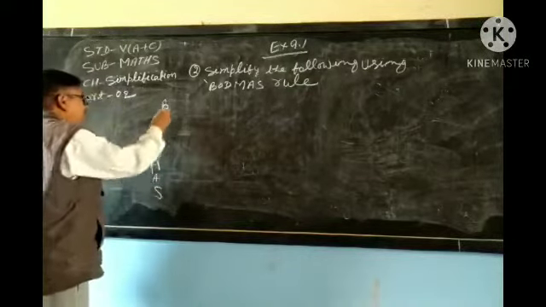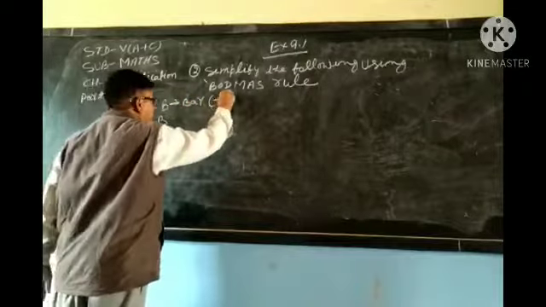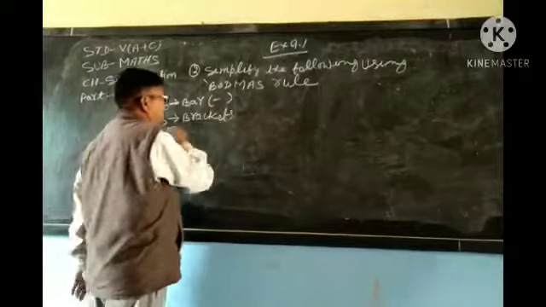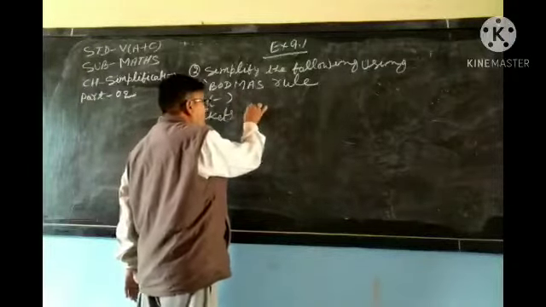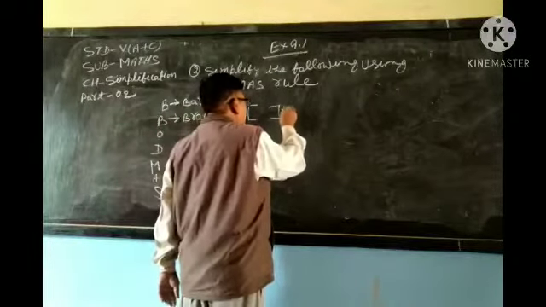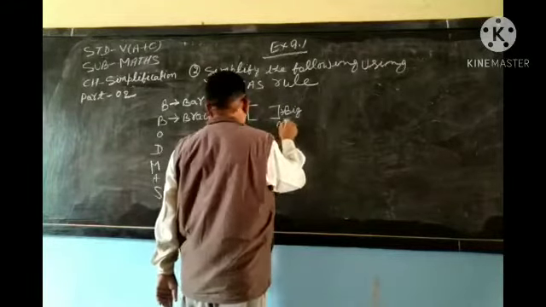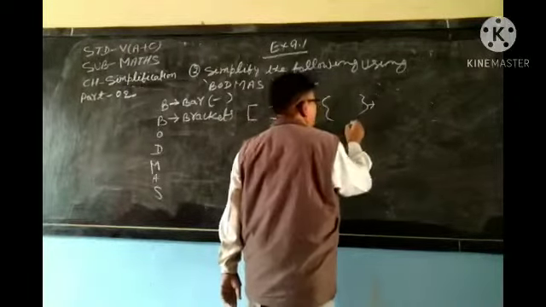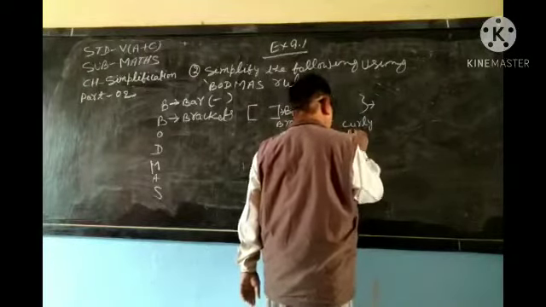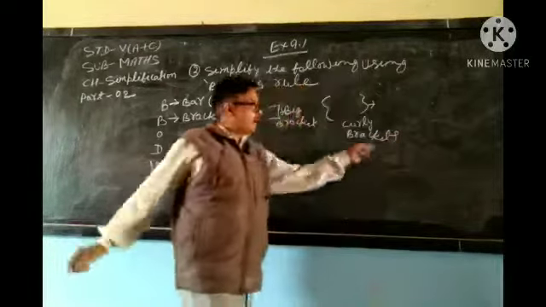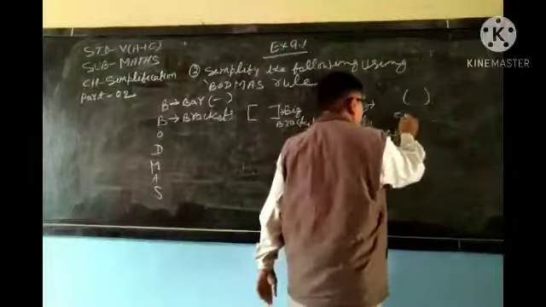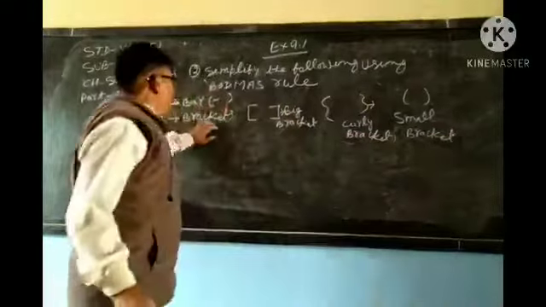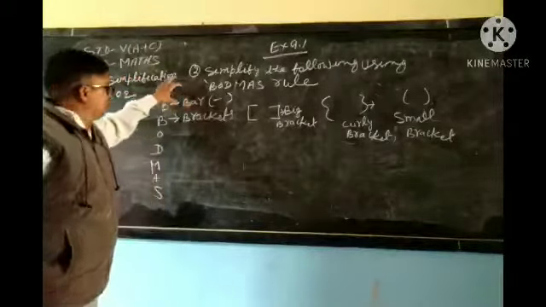BODMAS, please, my dear friend. B for bar. What is this bar sign? This is the bar sign. B for bracket. Here, this is called the big bracket. And this is called the curly bracket. And this is called a small bracket. It is clear? This is of the type of bracket, but a special name is the bar sign.